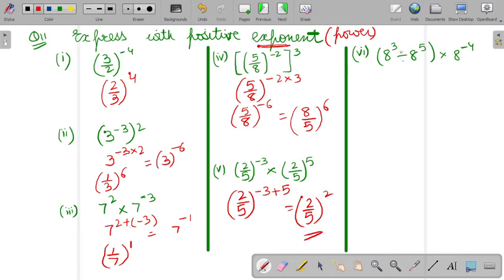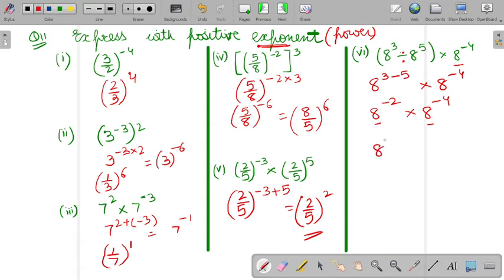In sixth part, first you will solve the bracket. So it is in the division form. So first power minus second power. And write this term as it is. So it would be 8 power minus 2 multiply 8 power minus 4. Now it is in the multiplication form and the bases are same.